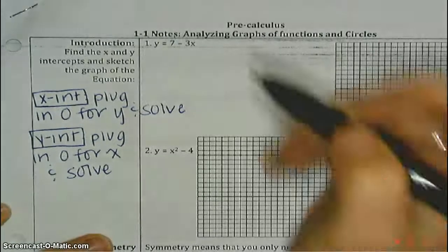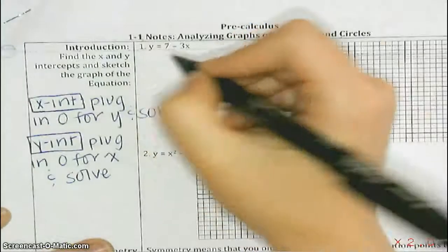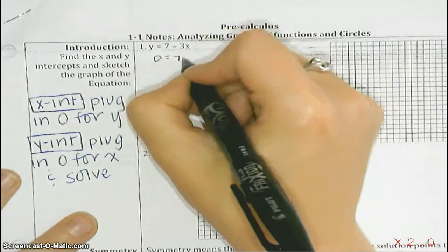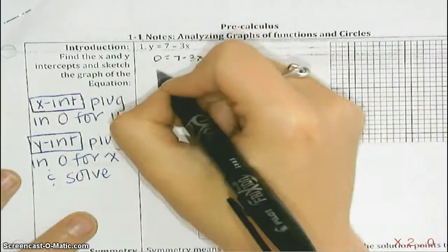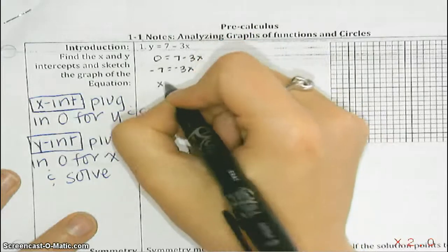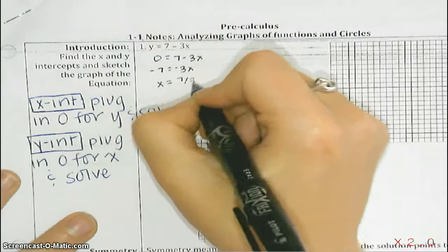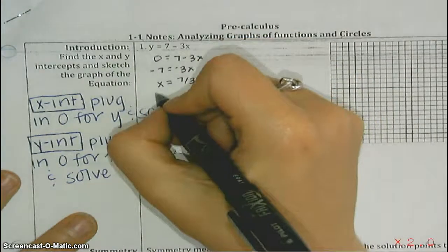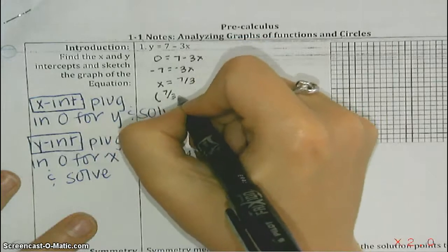So let's go ahead and try that with these. I'm going to do the x-intercept first. So I'm going to have 0 equals 7 minus 3x. So let's see, negative 7 is going to equal negative 3x. So x is going to equal 7/3, which isn't really that easy of a number to graph. But the coordinate for that would be (7/3, 0).